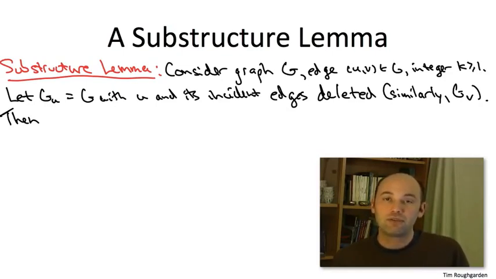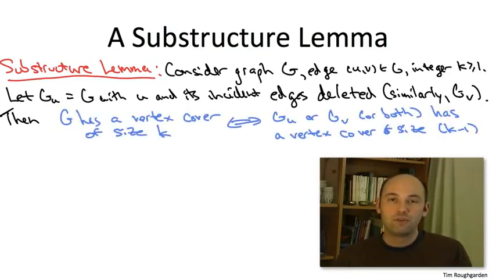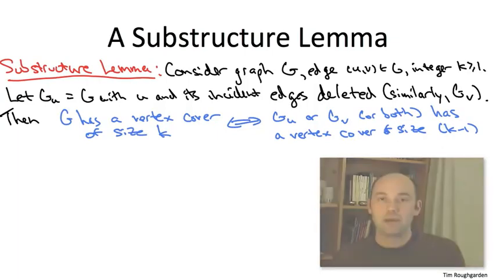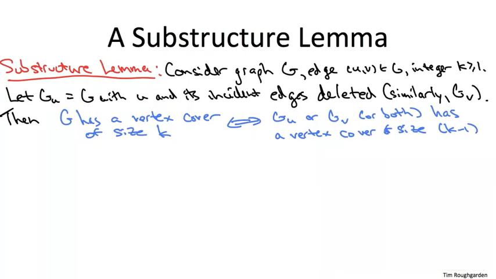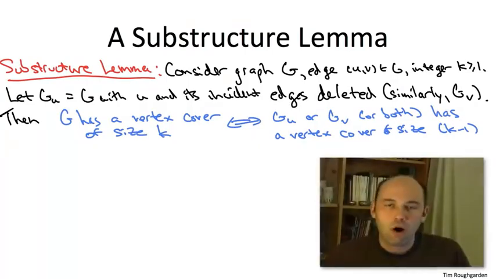Specifically, G does have a vertex cover of size K if and only if at least one of G_U or G_V has a vertex cover of size K-1. So the proof is not too hard. I'll be able to squeeze it in on this slide, and then once we know the substructure lemma is true, I'll show you how that leads to a smarter search algorithm for vertex cover.